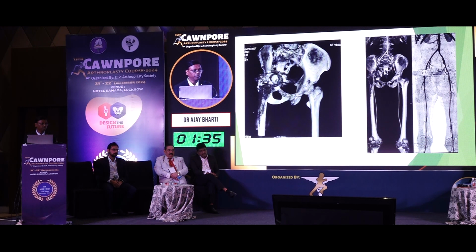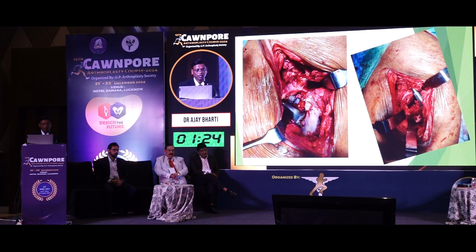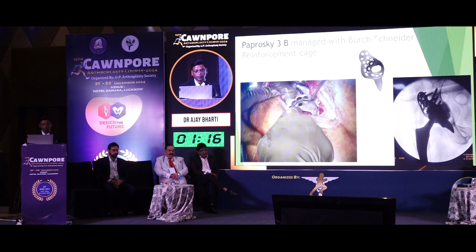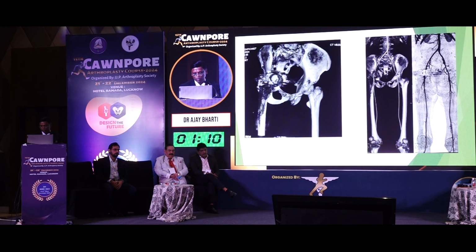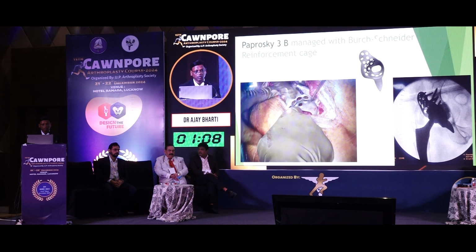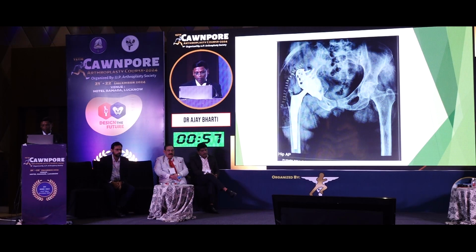We were a little bit skeptical about where the vessel was lying. So we kept it in our mind, and then with a posterolateral approach, we removed all the implants except the femoral stem. So we placed, one slide is missing, I suppose. So we placed this Burch-Schneider reinforcement cage construct, and cemented a dual mobility cup.